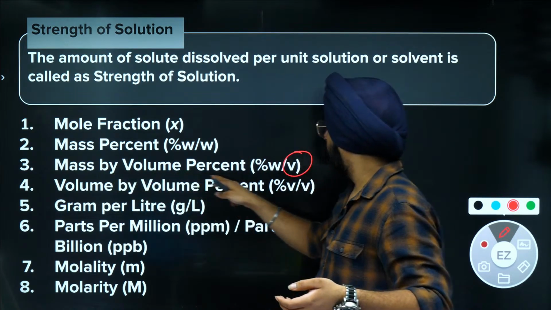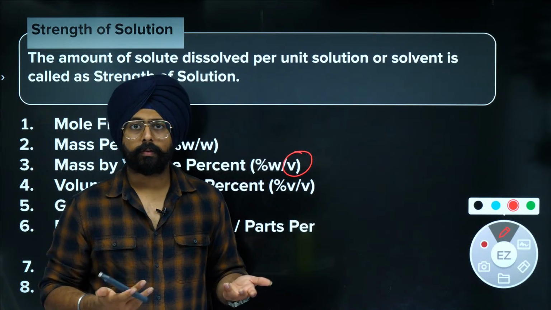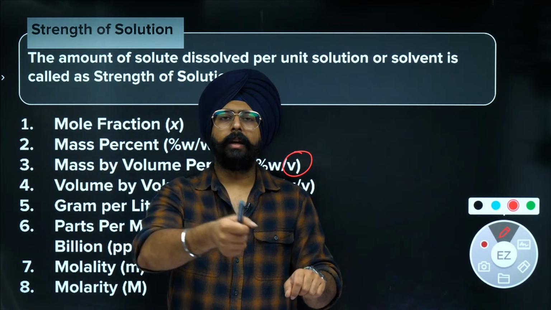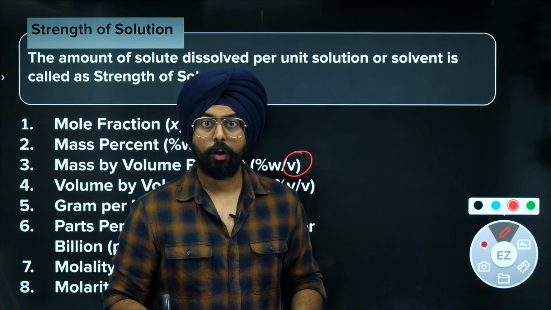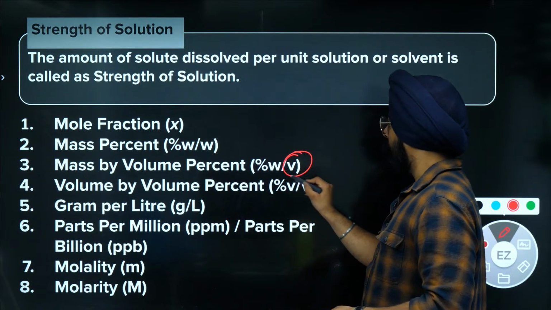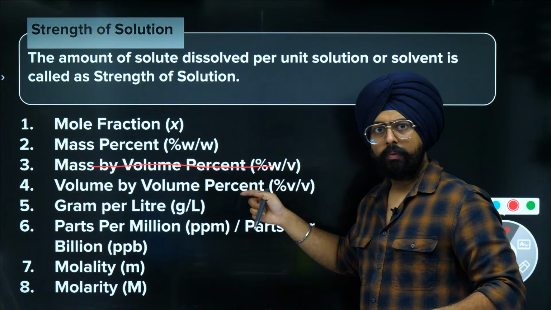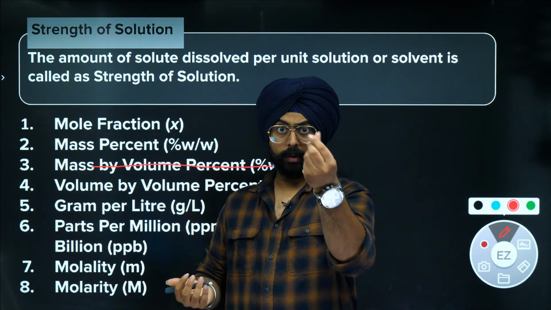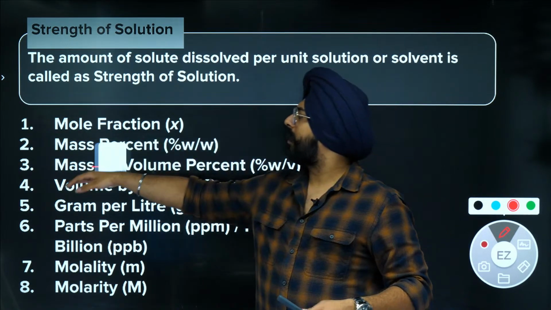Awesome. Mass by volume percent. If I am dissolving salt in water, let's say, I can tell you I have dissolved 5 grams of salt in 100 milliliters of water, something like that. This particular style is used when we are dissolving some solid into a liquid. So we started with dissolving a solid, now the entire solution is liquid. So percentage weight by volume makes sense.